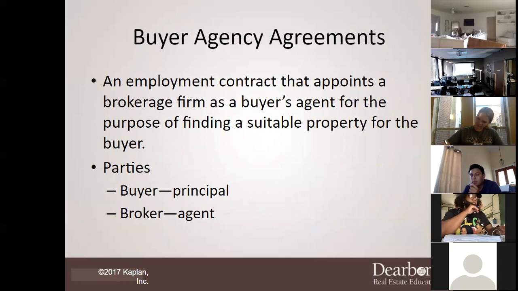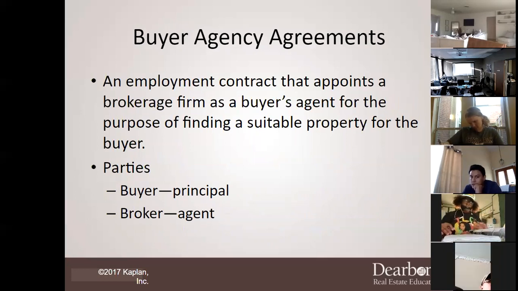Okay, buyer agency agreements. It's an employment contract that appoints a brokerage firm as a buyer's agent for the purpose of finding a suitable property for the buyer. And the parties are going to be the buyer, which we said was the principal. Remember, principal means client, either buyer or seller. And the broker, and it's between a broker and an agent.